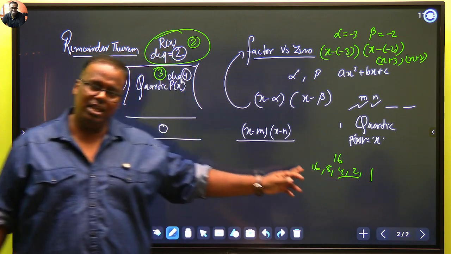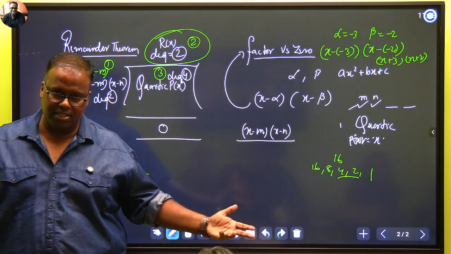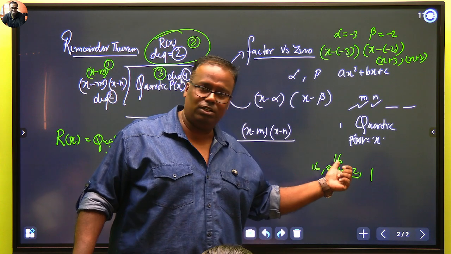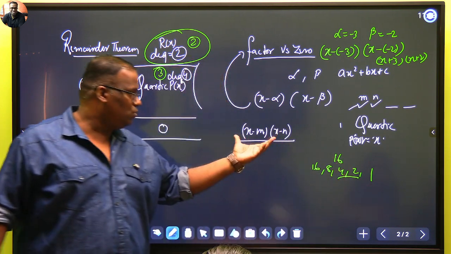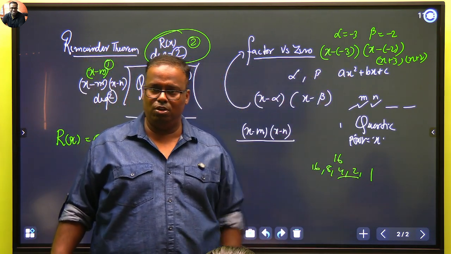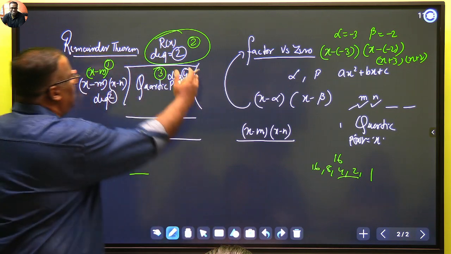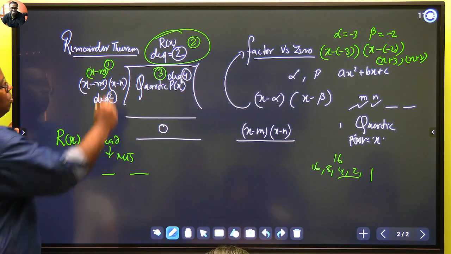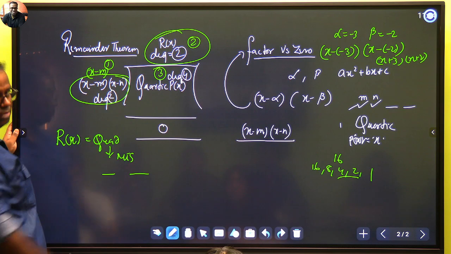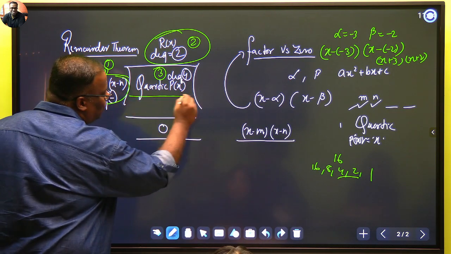Is 8 not a factor of 16? Yes. Is 4 into 1 not a factor of 16? Yes. So these two should also be a factor of the parent polynomial. Now you put them under long division: the product of the two factors and the original quartic polynomial.